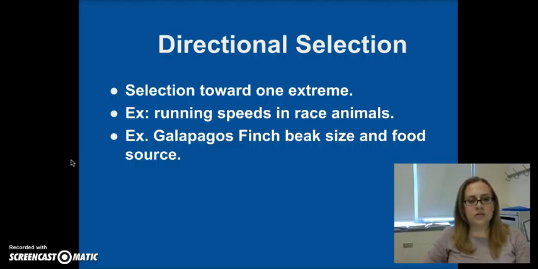Next, you've got directional selection. So this would be selection toward one extreme. So examples could be running speeds in race animals, the Galapagos finch beak size and food source.